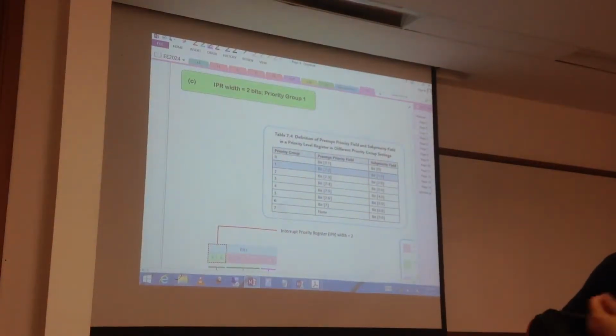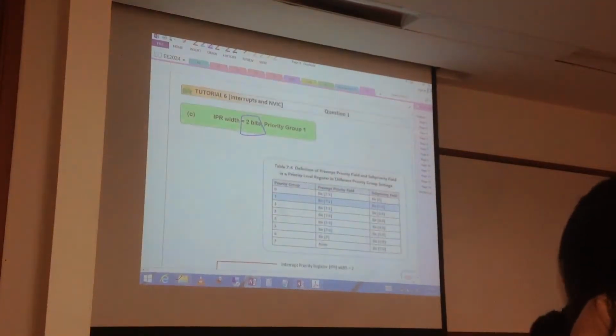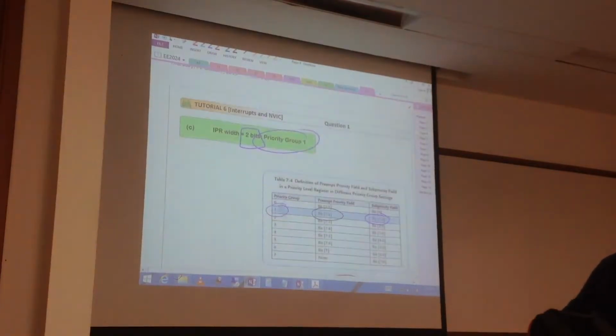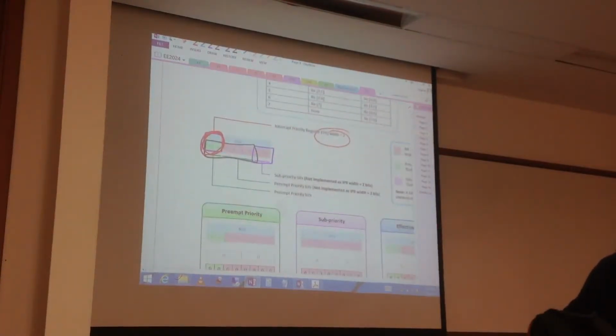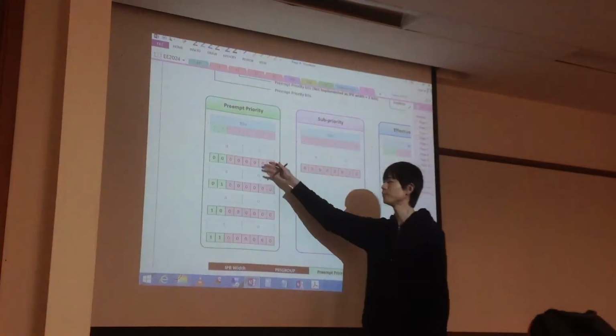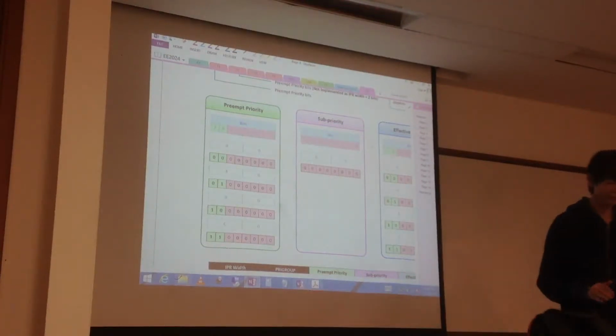So now it's obvious: 2 bits. Priority group 1. If we set priority group 1, it means sub-priority is bits 1 to 0, and bits 7 to 2 are preamp. Like we said, we are looking only at these 2 bits because IPR width is 2. What are the possibilities here? Once again, it's the same thing. There are only some bits for preamp, no sub-priority, and you have the effective.